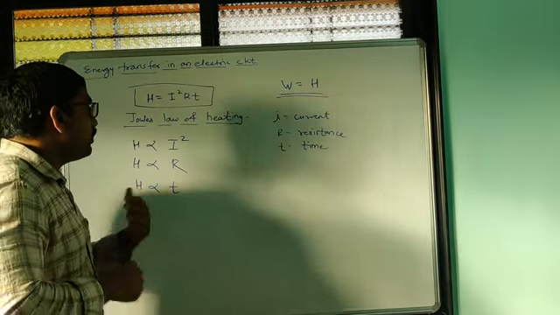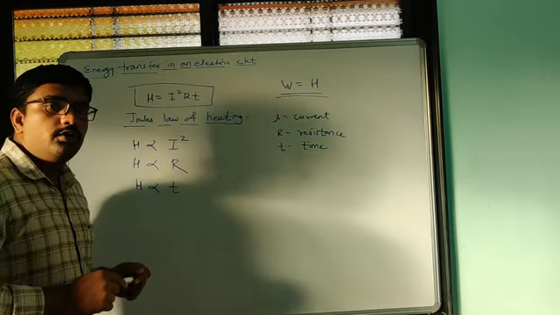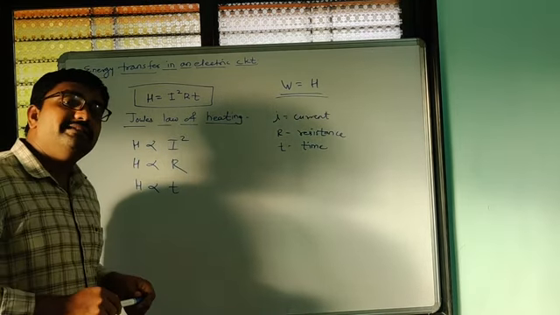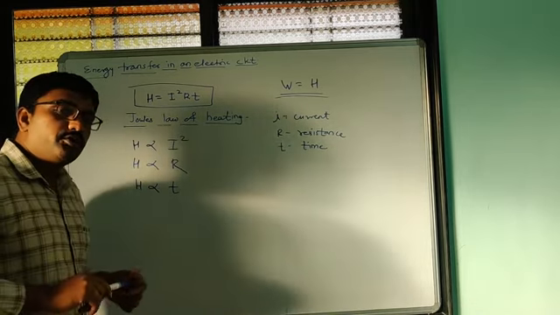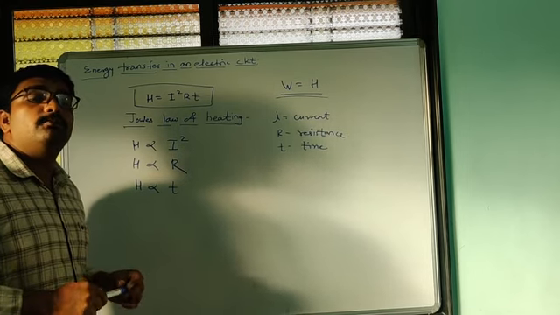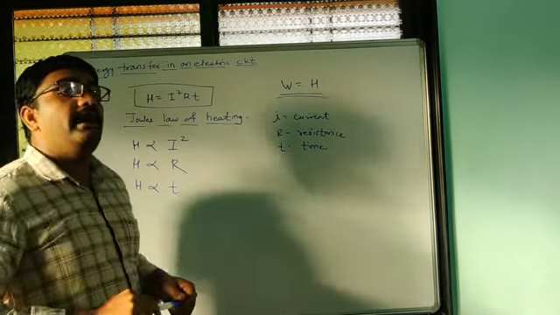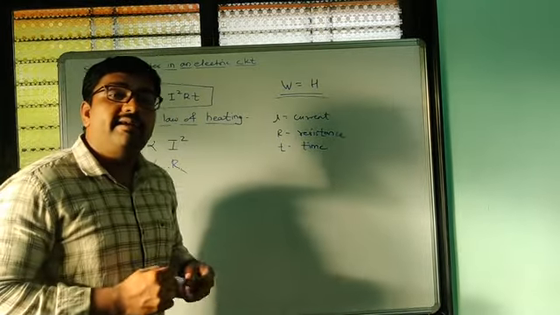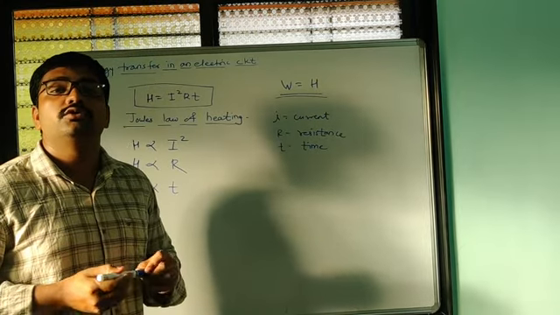It means that the heat produced in a conductor is directly proportional to the square of the electric current, also directly proportional to the resistance of that conductor material, and also directly proportional to the time for which we pass that current through the conductor. So these three things, I, R, T, are important, on which the heat produced in an electric conductor depends, and this law is simply called Joule's law.